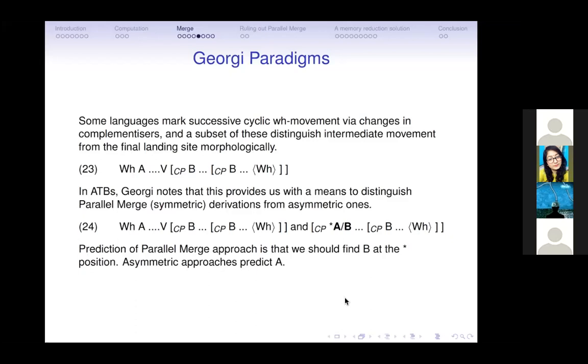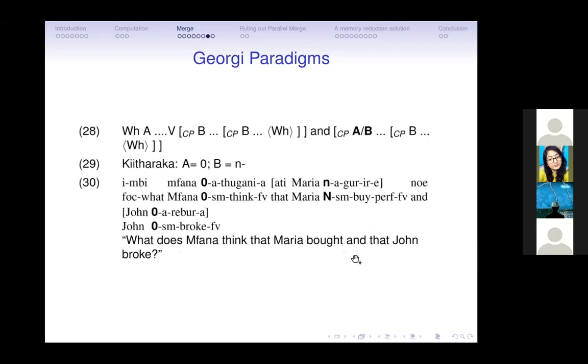Now, as you can imagine, I wouldn't be taking you through all this complexity unless something else was happening. And so what actually happens when you look at real languages is that we get a different form of the complementizer after the and. And that says that that complementizer is not inside the movement, it's something else. So I've got an example here from Buli. I'll give you the one from Kɛdaraka. So if you have a look at this, this is, what did Mfana think that Maria bought and John broke?